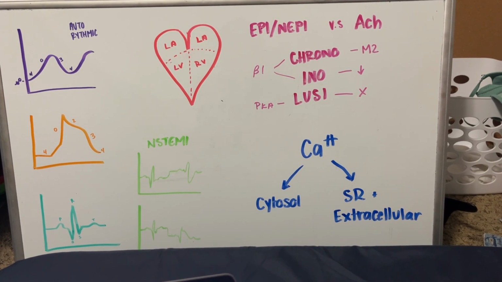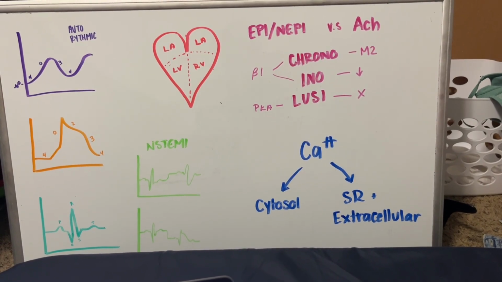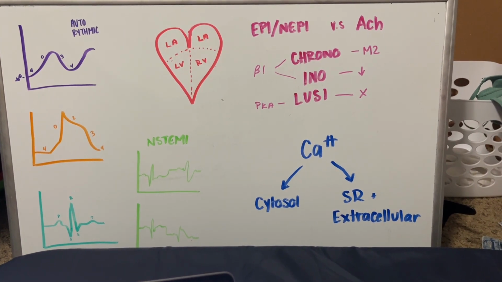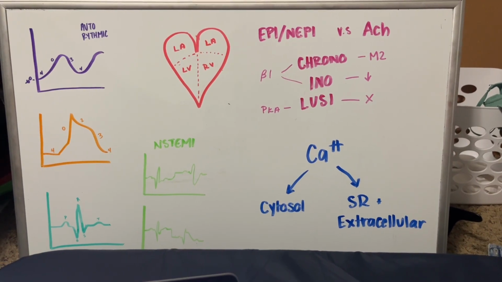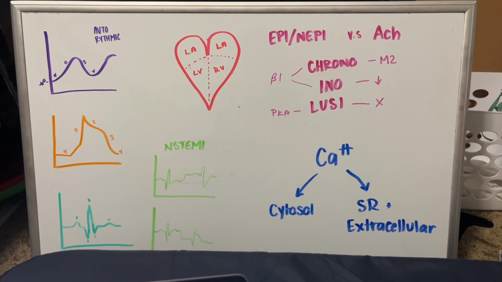And we talk about lusitropy, which is increased speed of relaxation. Sympathetic stimulation also increases the speed of relaxation. PKA phosphorylation of troponin I and increased SERCA pump activity contribute to faster calcium removal from the cytosol, allowing for quicker relaxation. We talk about acetylcholine, or the parasympathetic system.